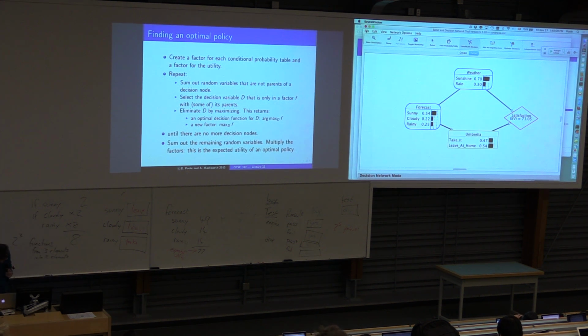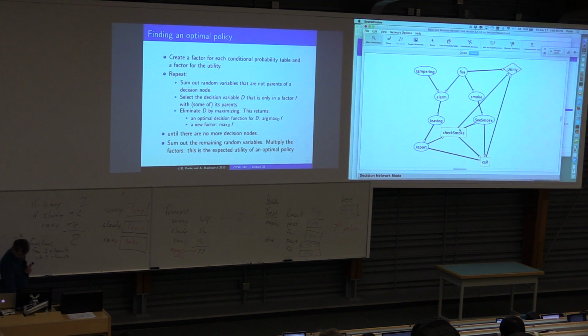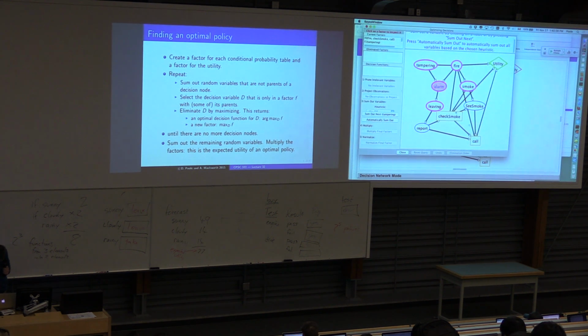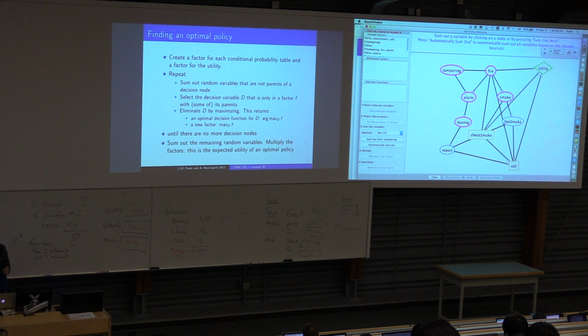Okay, let's do it for another one. So here's this node. This is the other one we've been looking at that's quite a bit bigger. Right, so what are the rules? We create a factor for everything. So let's go back into optimized decisions. We'll do this verbosely. And somehow we're going to make this big enough so we can see what's going on. My user interface is terrible, but that's okay.